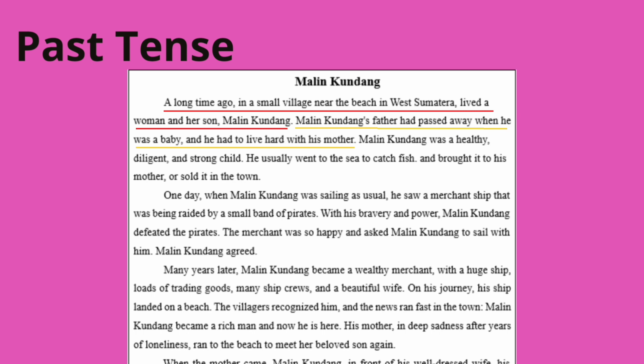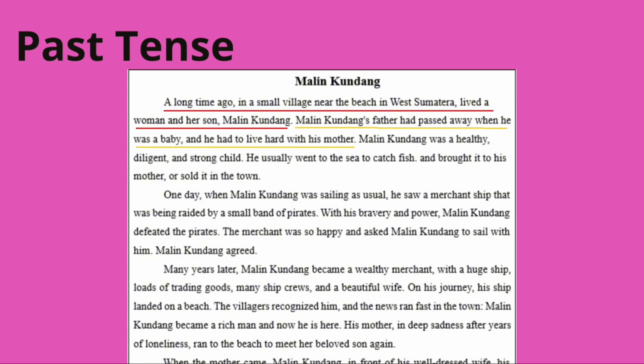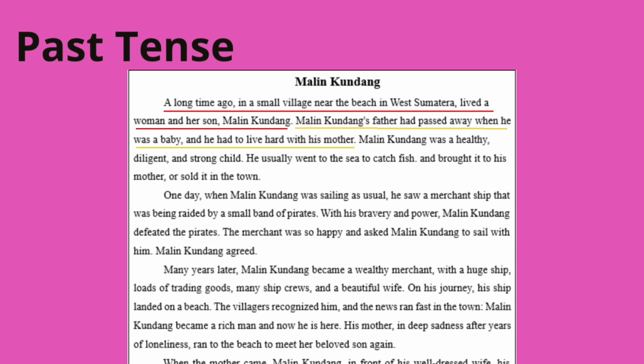The sentence, "A long time ago, in a small village near the beach in West Sumatra lived a woman and her son, Malin Kundang," uses the simple past tense, as we can see from the word lived. Next, the sentence "Malin Kundang's father had passed away when he was a baby, and he had to live with his mother" uses past perfect tense, and many more sentences use the past tense in this text.